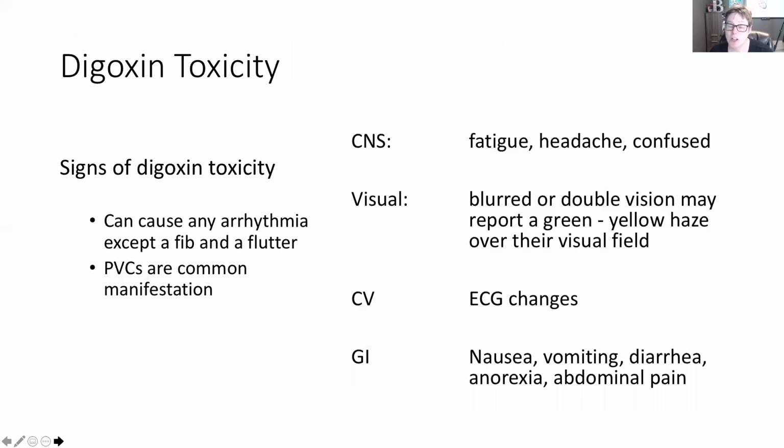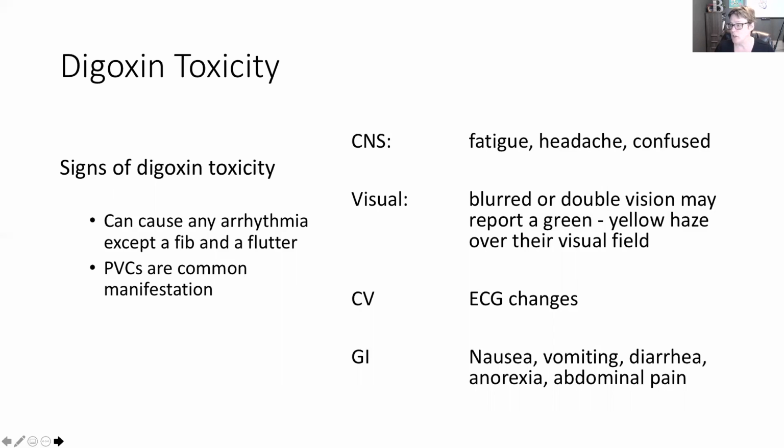Now, signs of digoxin toxicity, aside from ECG changes, we need to know what to be looking for in our patients. In terms of the central nervous system, they might be confused, have a headache, and be fatigued. Pretty common and vague symptoms, but we're going to put this together with ECG changes. We may also notice changes in their vision. Potentially they have blurred or double vision, or they have the yellow-green halos. They'll talk about how the world looks a bit yellow and green around them.